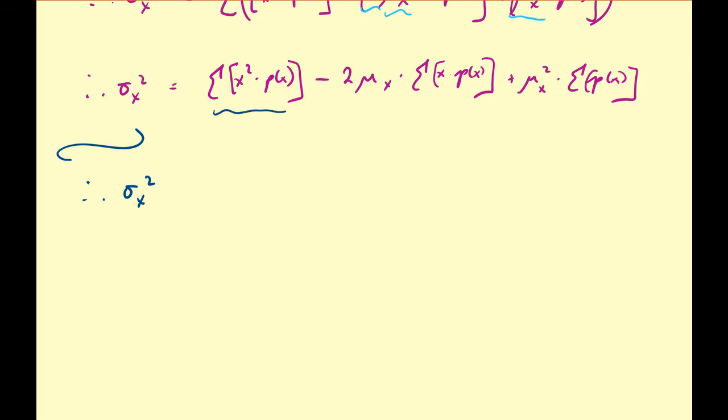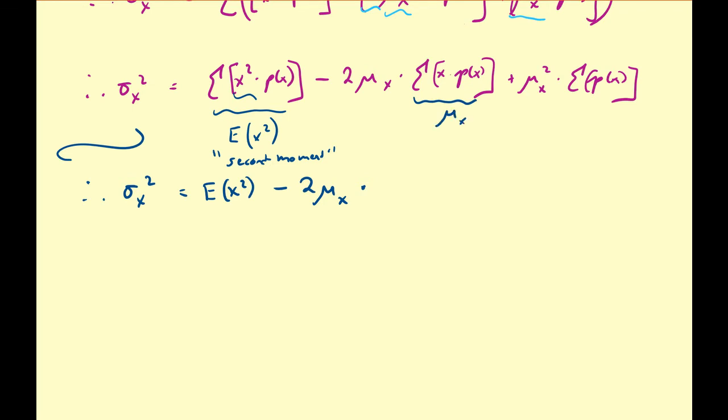First thing is, this is almost like the expected value of x, but instead of x here we have x squared. So this is what we call E of x squared, or the second moment of x. And we'll describe that later. So this is going to be equal to E of x squared. And then minus 2 mu x times, well, this is precisely the definition of the expected value of x, or mu x. So that's just mu x. And then plus mu x squared times, and since p is a probability mass function, the sum of the probabilities here is equal to 1.